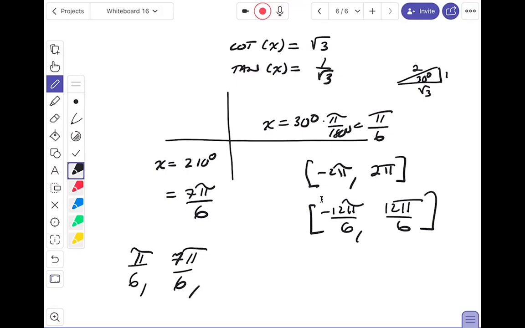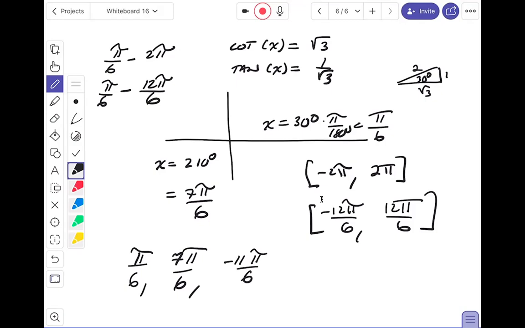And I don't want to go further. I want to go backwards. And how do I do that? Subtract away 2 pi. So let me put that down for you. Pi over 6 minus 2 pi. That would be pi over 6 minus, well, let's see, that would be 12 pi over 6, right? Which would be minus 11 pi over 6.